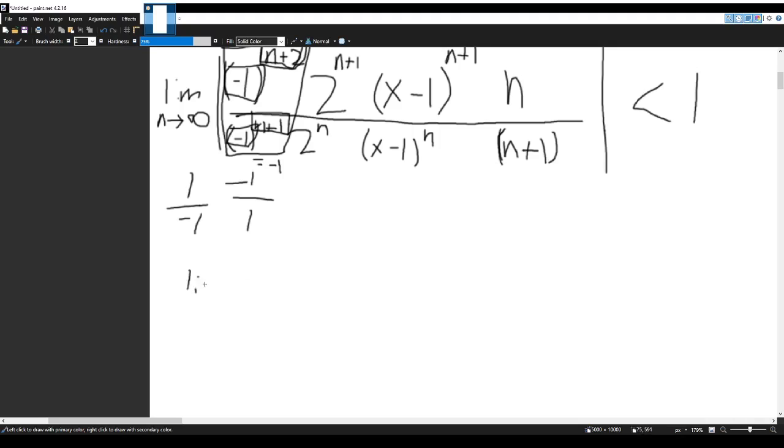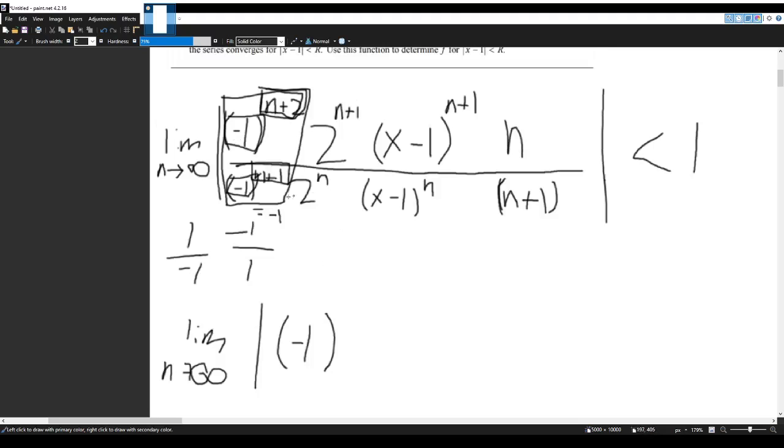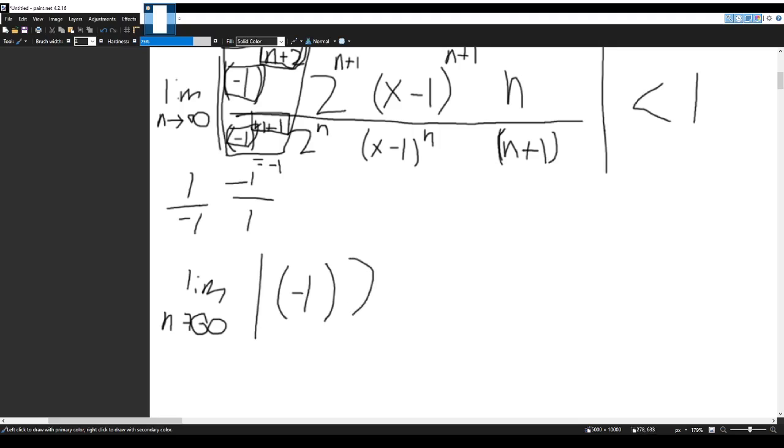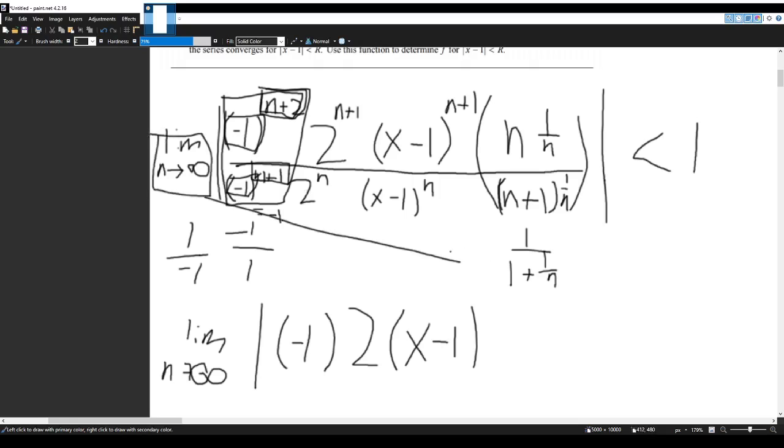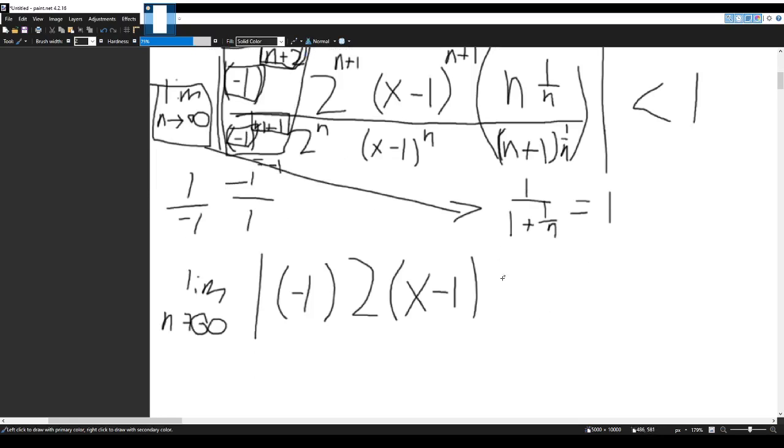So we have the same thing here, limit as n goes to infinity, but this is just going to be negative 1 no matter what. 2 to the n plus 1 divided by 2 to the n, of course, is just going to be 2. Kind of a similar idea here: x minus 1 to the n plus 1 divided by x minus 1 to the n is just going to be x minus 1. And then for this part, we can think of multiplying the top and bottom by 1 over n, which gives us 1 over 1 plus 1 over n. And of course, as n goes to infinity, that's going to equal 1. So I'm not even going to write it because it'd just be times 1.